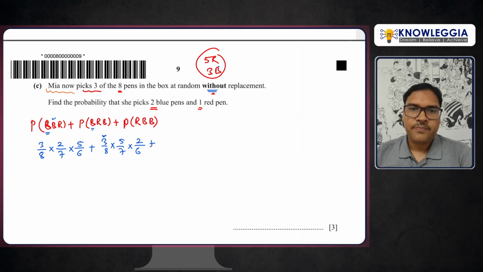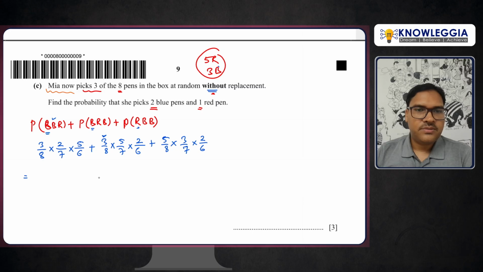Plus, what is the probability of drawing red in the first place? In the first place, what is the probability of red? This is 5 by 8 multiplied with, what is the probability of drawing second as blue? So this is 3 by 7, and 2 by 6. I hope this is clear.